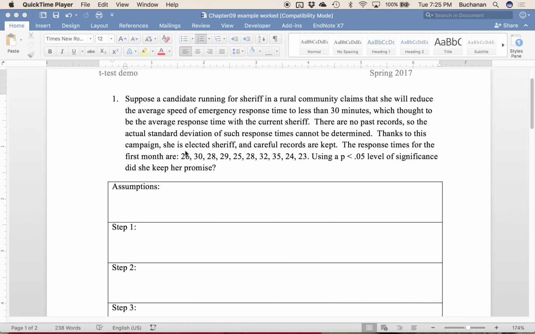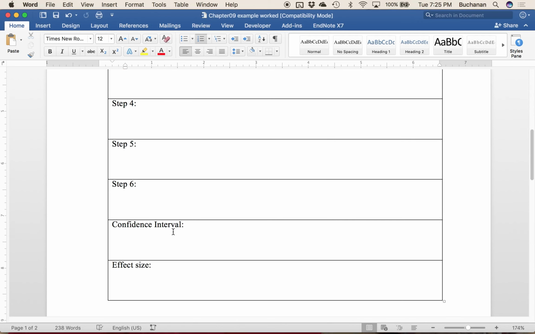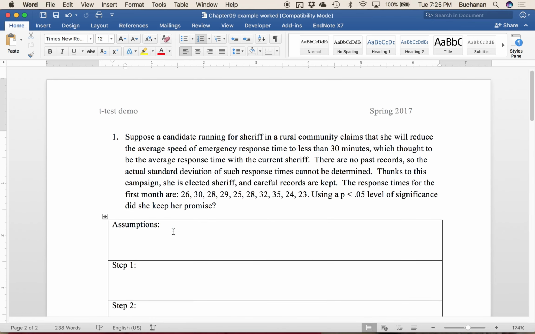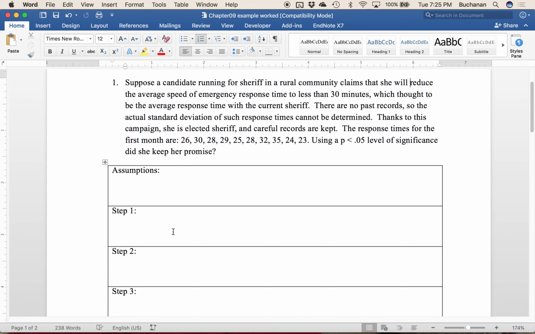Now we did this demonstration in class, but I thought I would re-record it all together and show you the worked answers. And then there's actually a second example on here that I don't think we did in class. So let's talk about this candidate running for sheriff. She's claiming she's going to reduce the speed of emergency response times to less than 30 minutes, which is what we think the average is for the old sheriff. So there's your population mean.